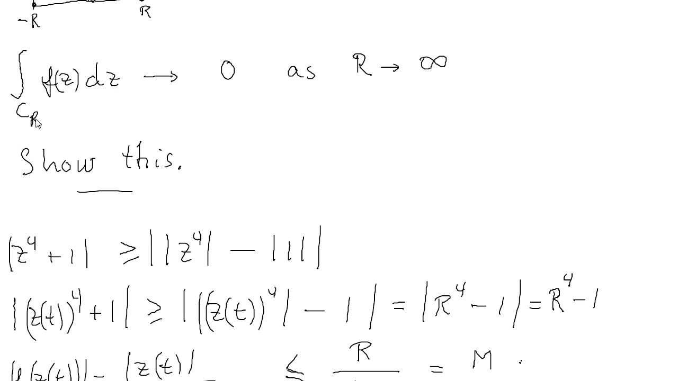Using this, we have that, assuming that we are on this curve C_R, we then replace z by z of t, and the absolute value of z of t is equal to R, because the absolute value is just the radius, and when we're taking the power of 4 of this, we obtain that this is equal to the absolute value of R to the power of 4 minus 1, the absolute value of this, and for large enough R, if R is larger than 1, this is the same as R to the power of 4 minus 1.